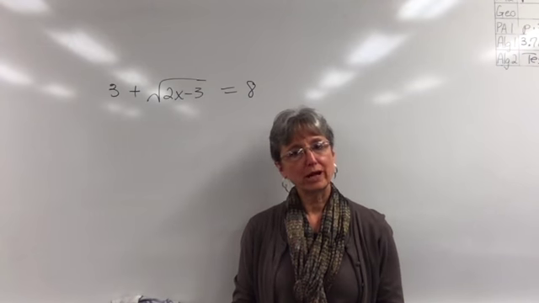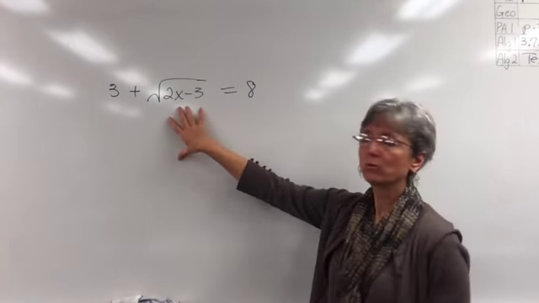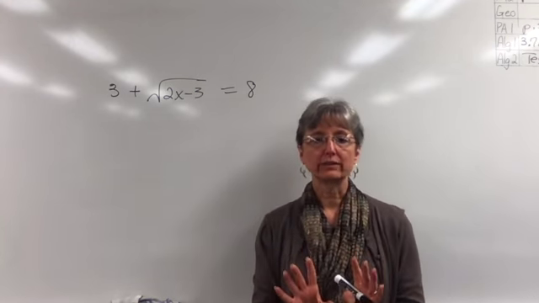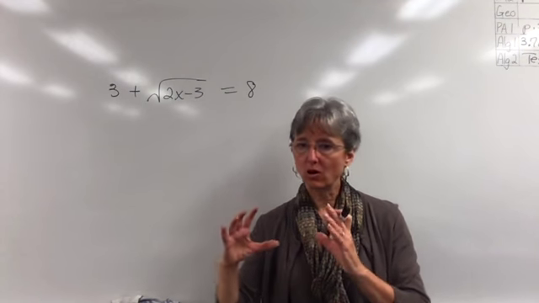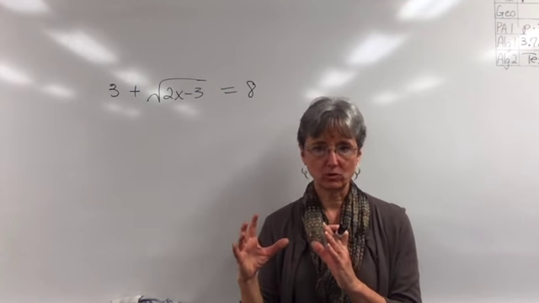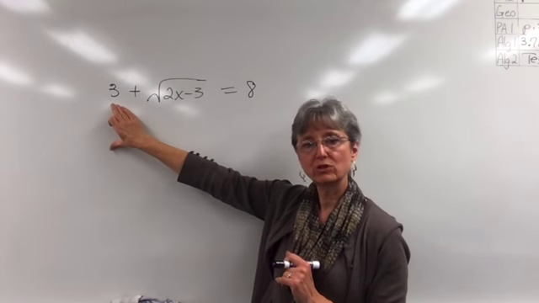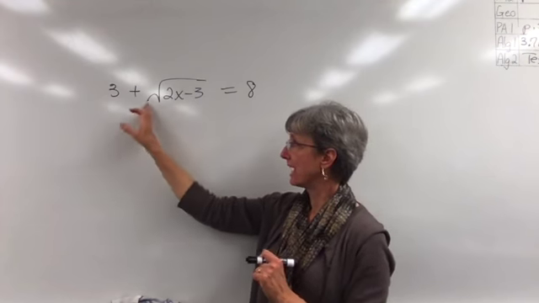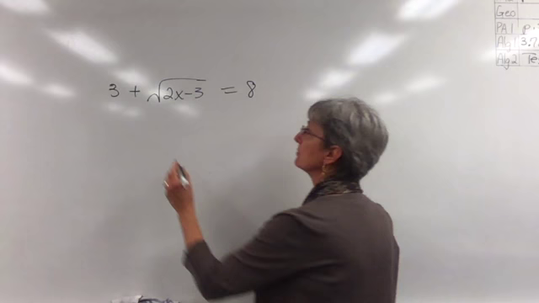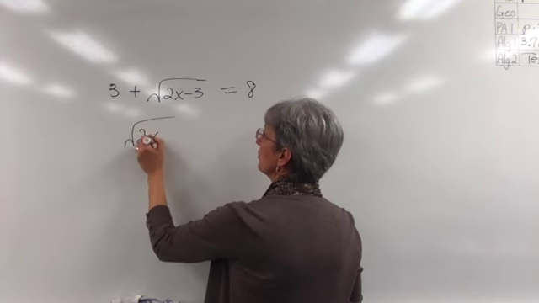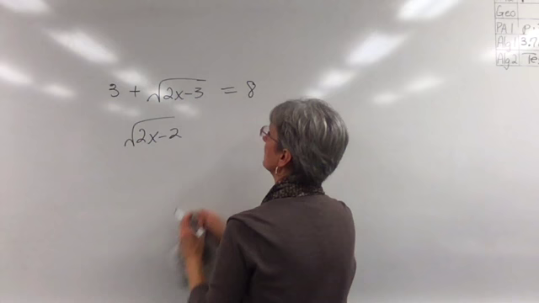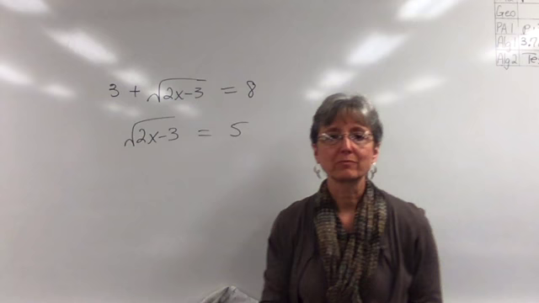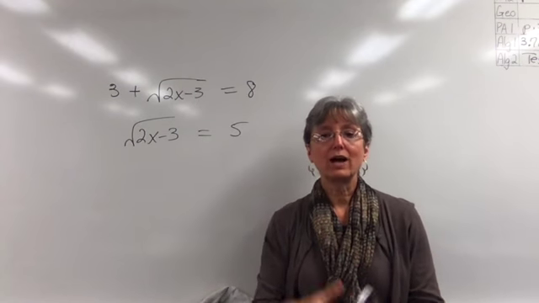Here's an equation with a radical. 3 plus the square root of 2x minus 3 is equal to 8. Okay, step number 1, isolate the radical all by itself on one side of the equation, which means I need to move this 3 to the other side so that this radical will be isolated. It's added to this, so I'm going to subtract 3 from both sides, and that'll leave me with the square root of 2x minus 3 equals 5.